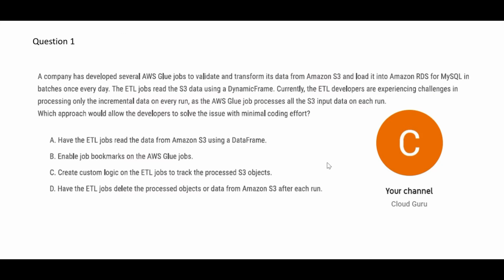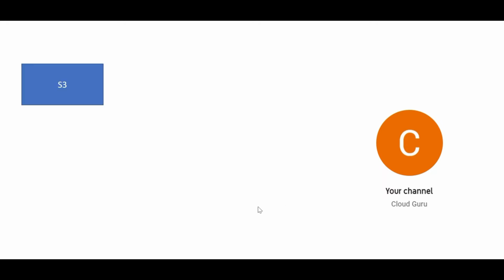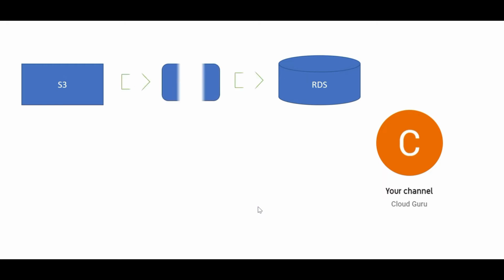Now let's jump into the questions. You may pause this video here to read this question carefully. So let's understand the story first. You have an S3 bucket. There are files there, and you have to move them to RDS for MySQL. And how are you moving? You are moving using Glue.